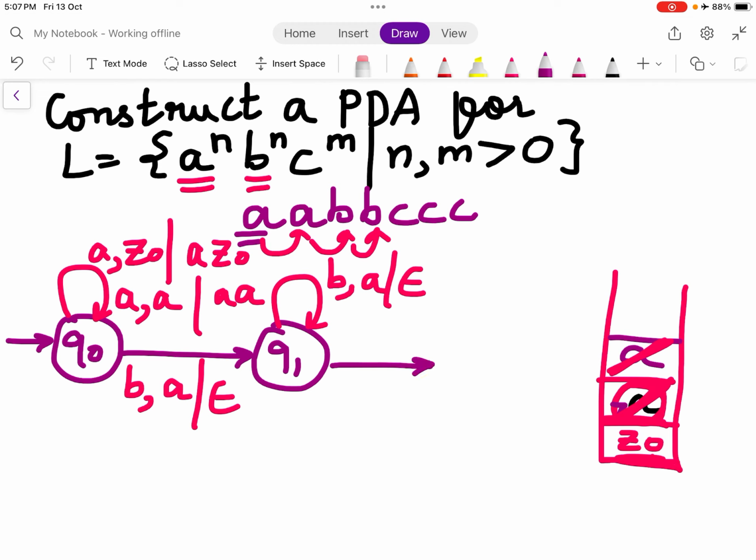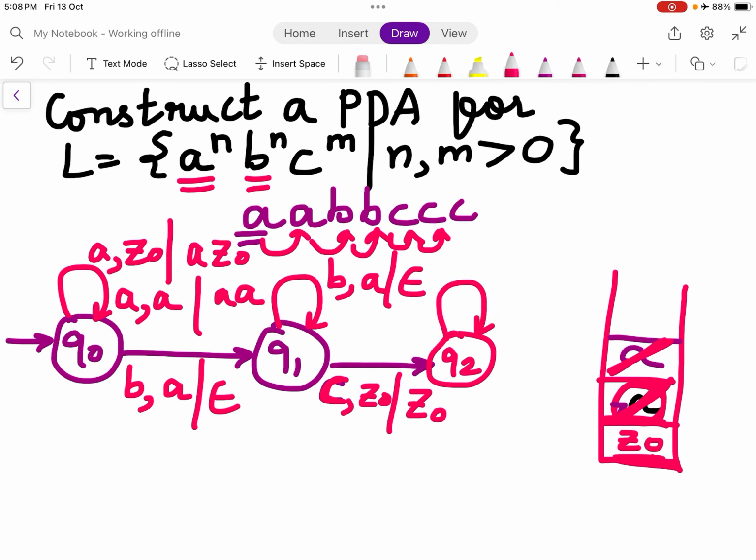Next, the read write head will move ahead and see a C. Now when you see a C, your top of the stack has a Z0. So you will simply read the C and write a Z0 only. This will be your Q2. Then again the read write head moves one step ahead and sees a C. So again for every C, with a Z0 on top of the stack, simply read the C. Next, again one step ahead you get a C. This is a self loop, so however many C's there are, this will go on and on.